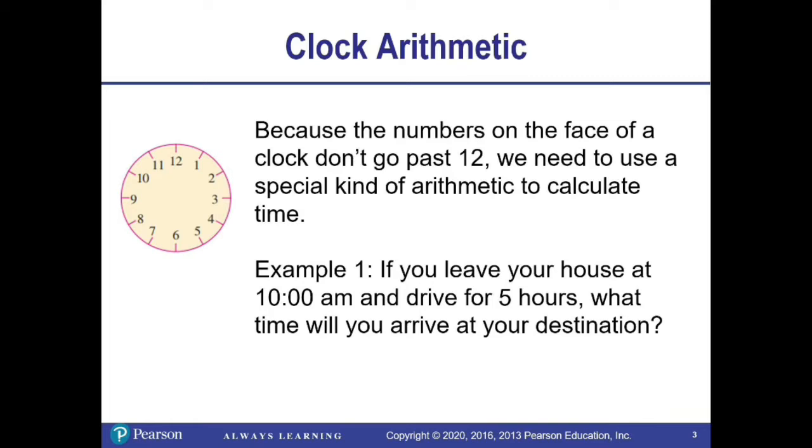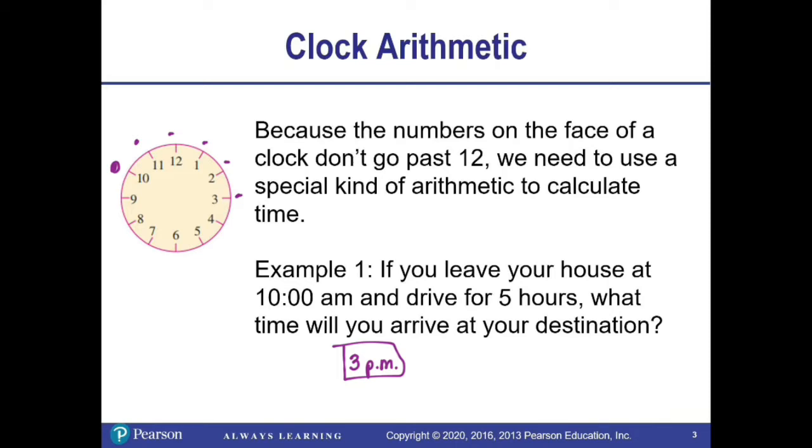Because the numbers on the face of a clock don't go past 12, we need a special way to calculate time. For example, if you leave your house at 10 a.m. and you drive for 5 hours, at what time will you arrive at your destination? Well, I'm going to use the clock face to help me find the answer. So I start at 10, and I'm going to count around 5 hours on the clock face. So 11 would be the first hour, 12 would be the second hour. Now remember, when we cross 12, we're going from a.m. to p.m. 1 would be the third hour, 2 would be the fourth hour, and 3 would be the fifth hour. So we would arrive at our destination at 3 p.m.